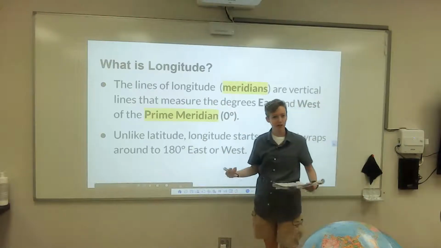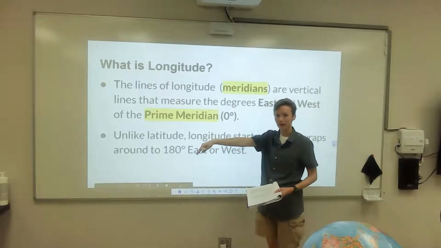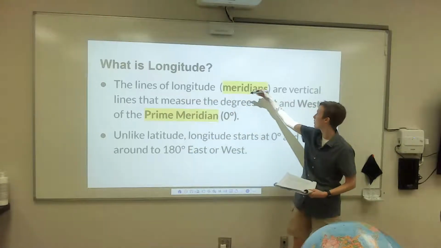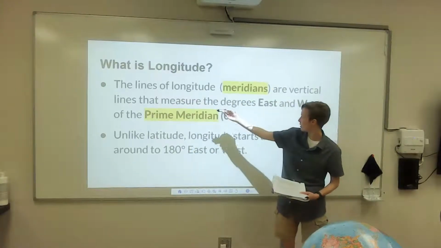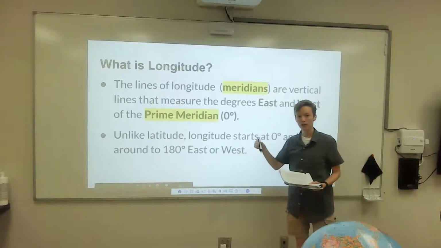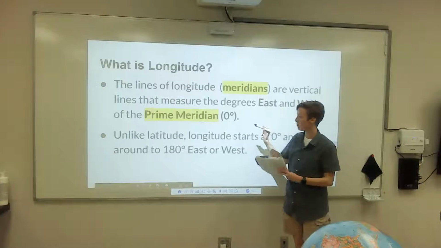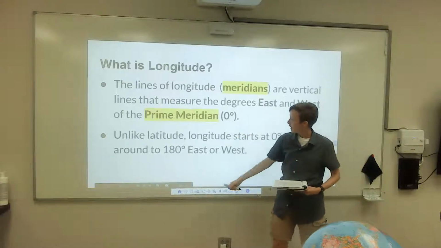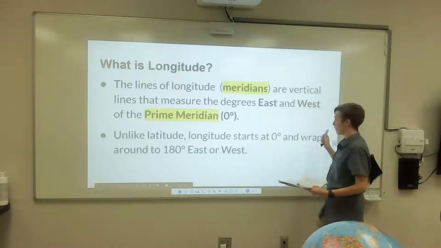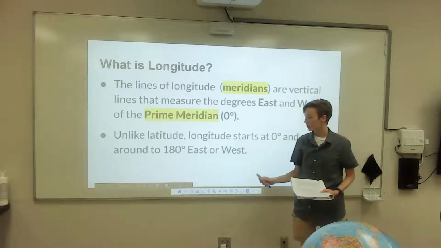Longitude is the opposite of latitude. Latitude is flat, longitude is long. So you have lines of longitude. These are called meridians. They are vertical lines that measure the degrees of east and west of the prime meridian. Our prime meridian over here is 0 degrees. Unlike latitude, which we talked about, longitude starts at 0 and wraps around the Earth to 180 degrees east or west.